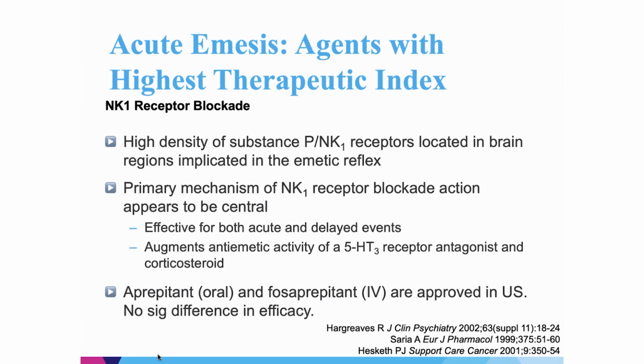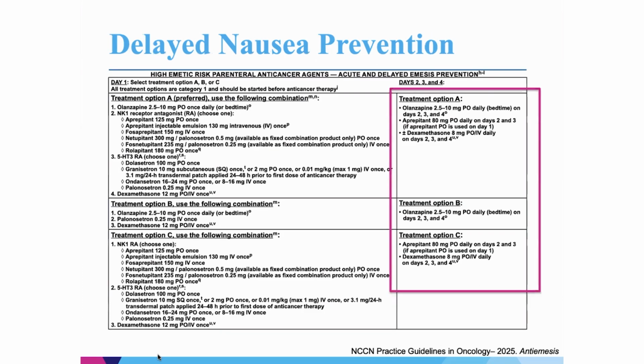The two agents that are approved in the US are aprepitant, which is an oral agent, and fosaprepitant, which is IV. There's no significant difference in efficacy between those two. And these really augment the effect of steroids and your 5-HT3 receptor antagonists. So that's, I suppose, what we're trying to target. Those are the drugs that we have available.